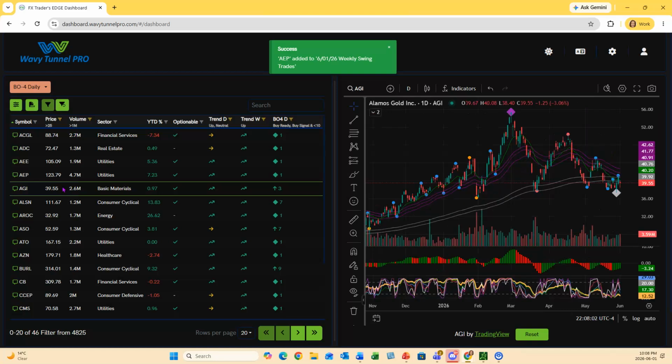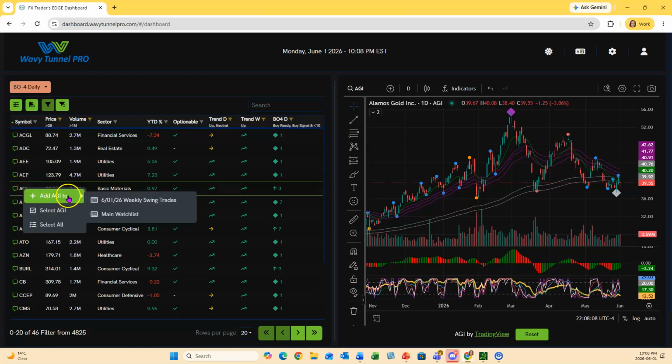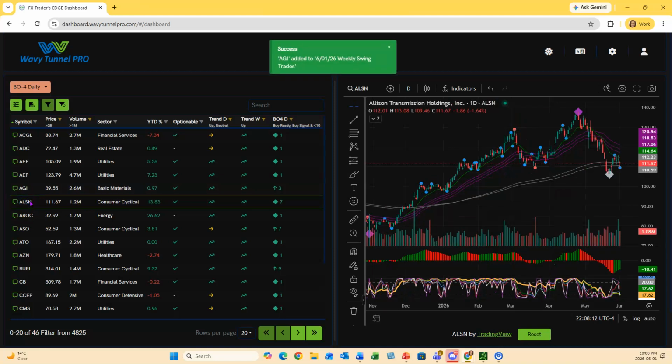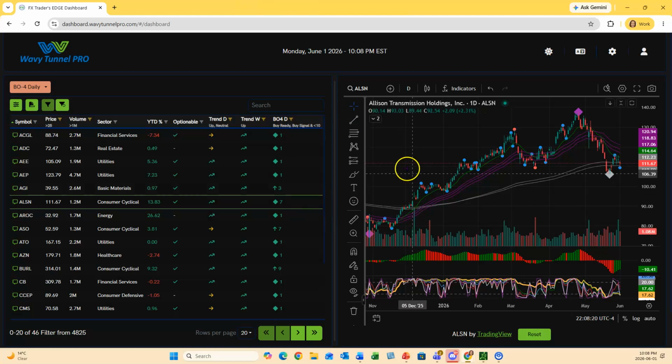AGI, Alamos Gold. This looks lovely as well. I'm going to put this on the hot list. Allison Transmission Holdings. This looks pretty nice as well. Why do I like it so much? I really like the fact that we had a nice extended move up, trend move up.